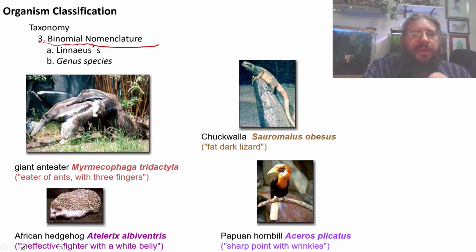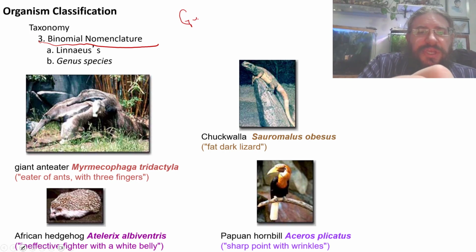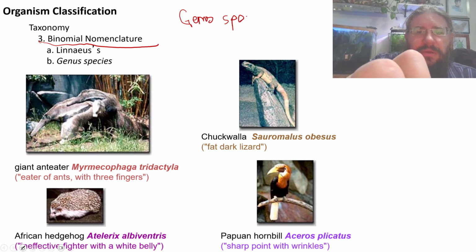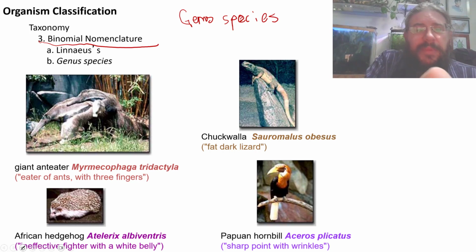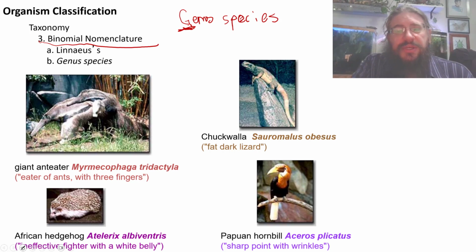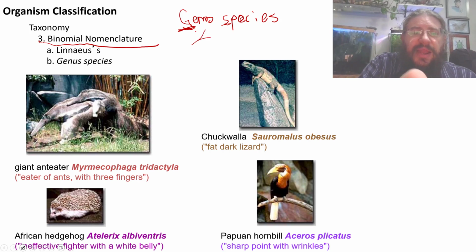Binomial nomenclature. Binomial nomenclature goes like this: genus, species. So, indeed, I even made sure to capitalize genus and lowercase species. So when you are writing an organism's scientific name out, the genus will be capitalized, the species will be in lowercase, right? The other thing is that it must be in italics.